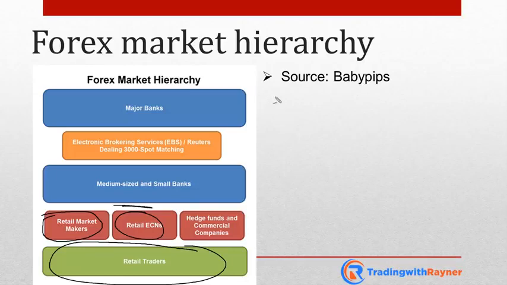So this is the food chain. It's a fact. So this is why retail traders don't move the market. The markets are usually moved by the big players, which I shared with you over here, at the top of the food chain.